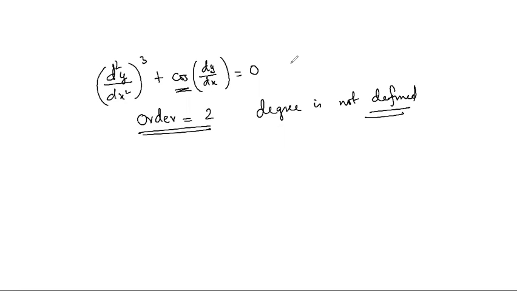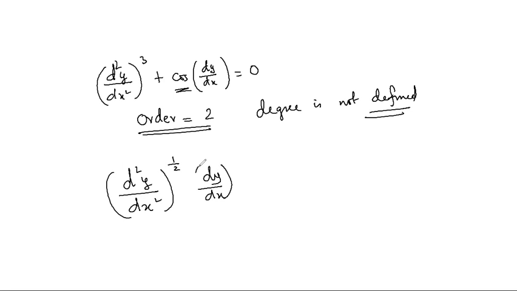Have you understood that? Yes, sir. Cos of dy by dx cannot be expressed as a polynomial. If it can be expressed as a polynomial, then only we can define the degree. Have all of you understood that? Yes, sir. Okay. Now last one more question and I'll stop with that. d square y by dx square raised to 1 by 2, dy by dx raised to 1 by 3 is equal to 20.